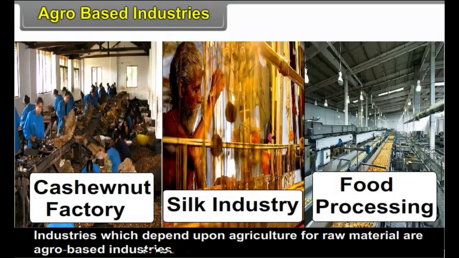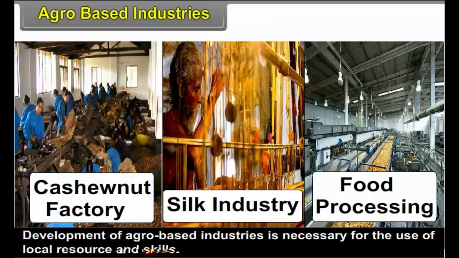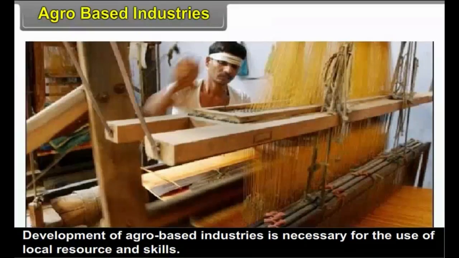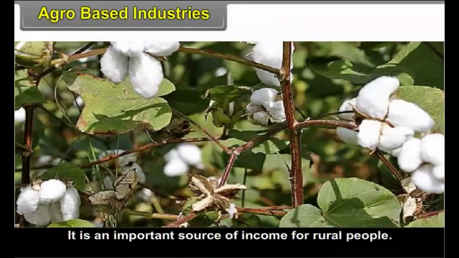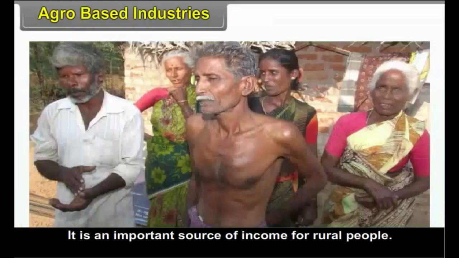3.5. Agro-based industries. Industries which depend upon agriculture for raw material are called agro-based industries. Development of agro-based industries is necessary for the use of local resources and skills. It is an important source of income for rural people.